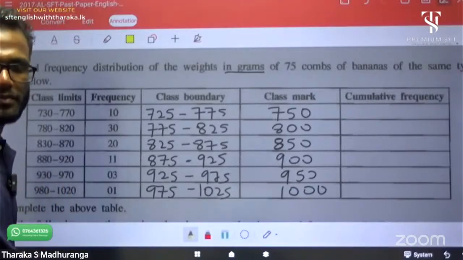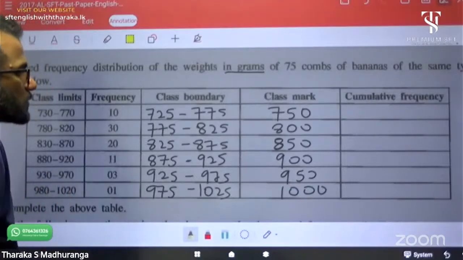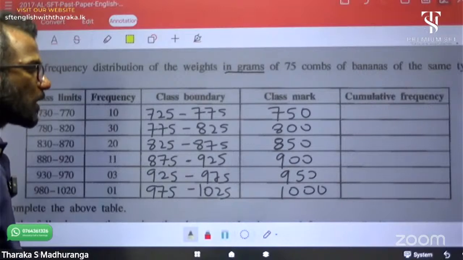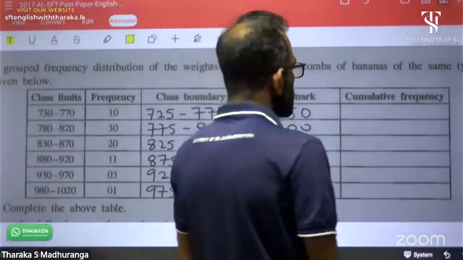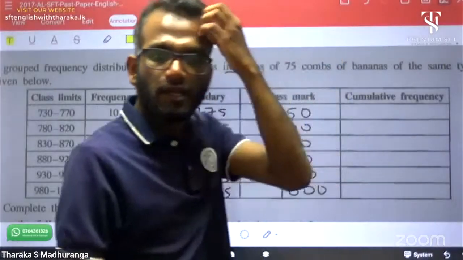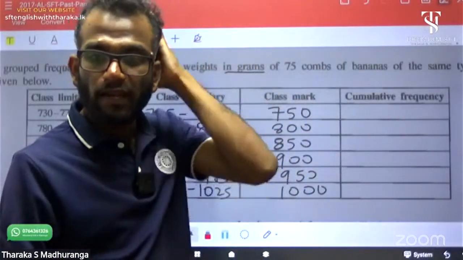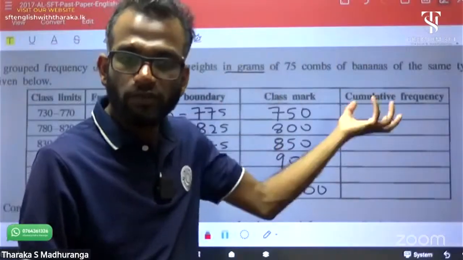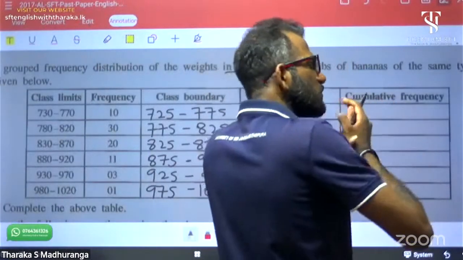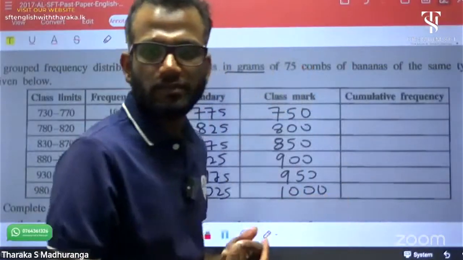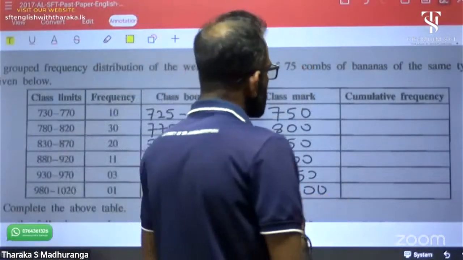Then you can check. Yes, correct. Those are the class marks, the mid values. Cumulative frequency: it is not given whether more than or less than. Then which one do you have to use? Less than cumulative frequency. Once you do that, the others are very simple.